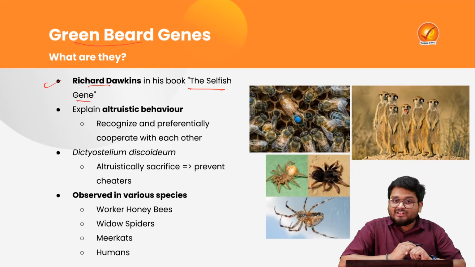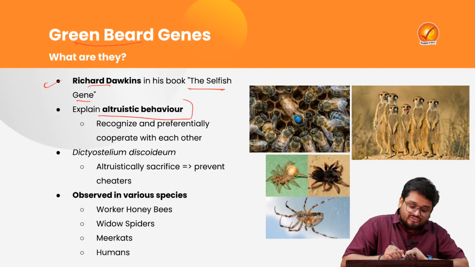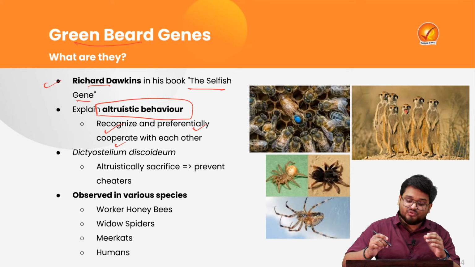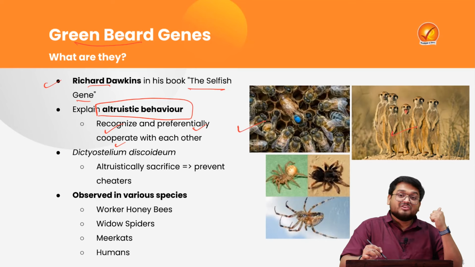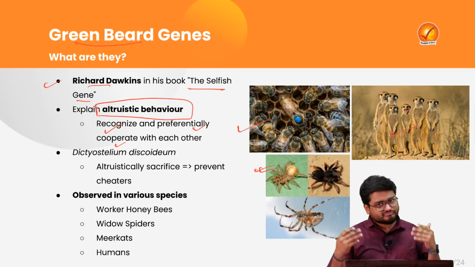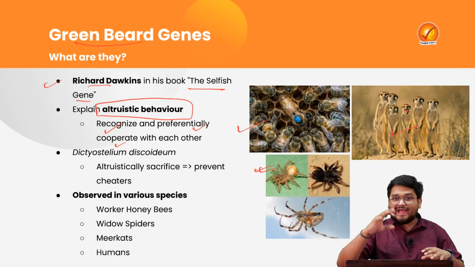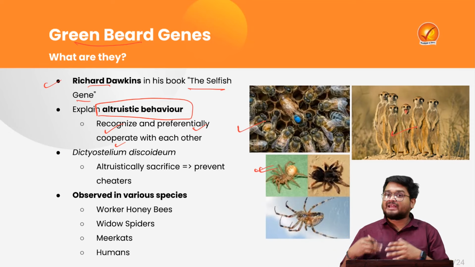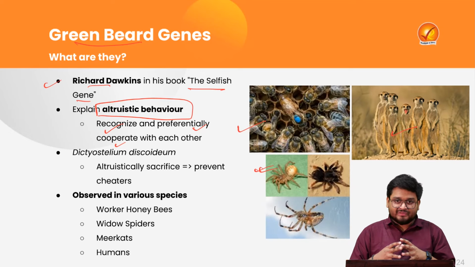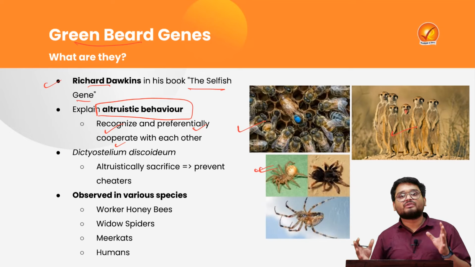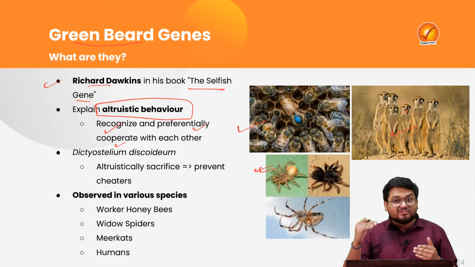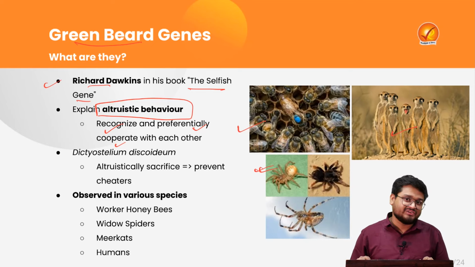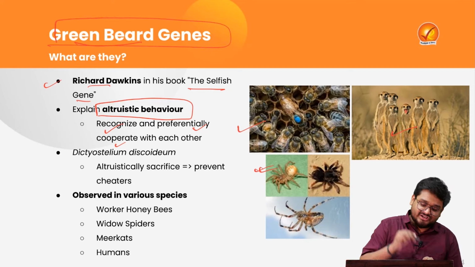Now, this gene is a very special gene which shows altruistic behavior, which recognizes and preferentially cooperates with each other, when it comes to, for example, the worker honeybees, the meerkats, human beings, or even some widow spiders. We know that there are many species of ants, bees, and various animals like elephants and so on. They cooperate with each other. Even human beings like us, we try to cooperate with each other for bigger goals in our lives. So this is actually due to a gene in our chromosome and in our DNA. So that is actually known as the green beard gene.